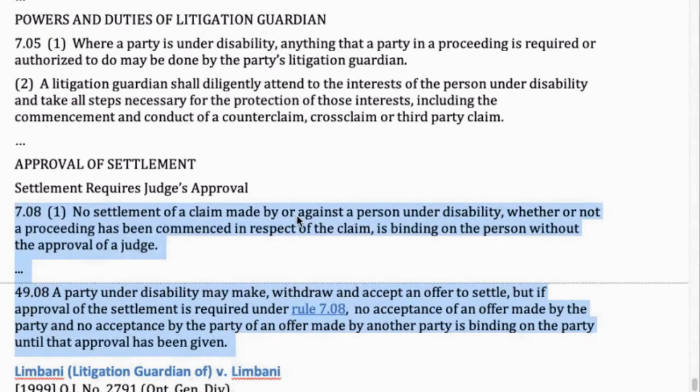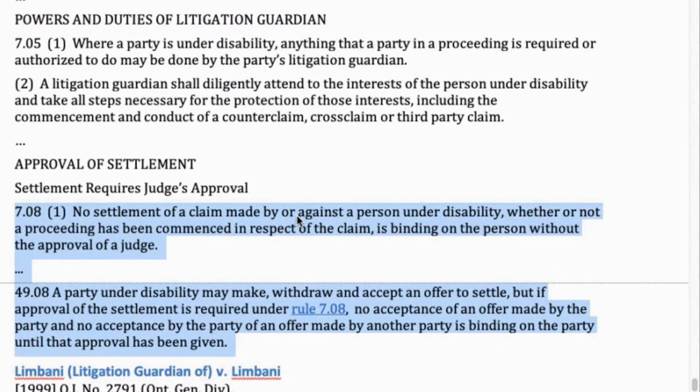We're going to trust this litigation guardian to make these decisions, but we're going to have an extra check where the court is going to look over that settlement and decide whether it really is a reasonable way to protect the interests of the party under a disability.